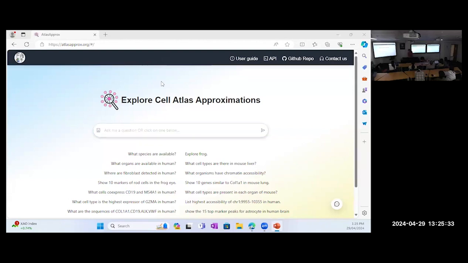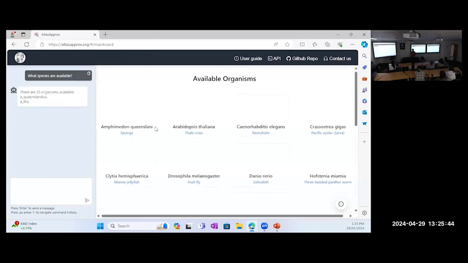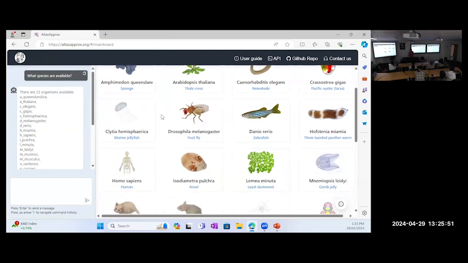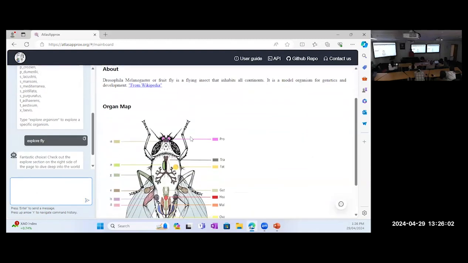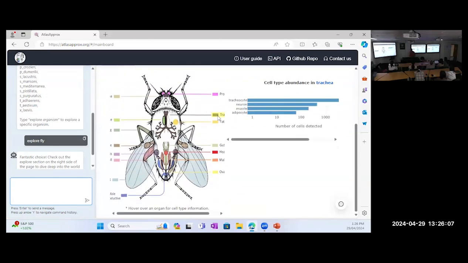So this is the website, and it contains all cells on Earth. You can ask things like what species are available. It's a database, so only so many species have been sequenced at the single cell level, but we have most of them, I think 90%. Say you're like, okay, fly is interesting. So you go explore fly. Okay, so this is a fly. These are all the organs of the fly that got single cell sequenced. And as you can see, there's a bug because you cannot see the full name of the organ.